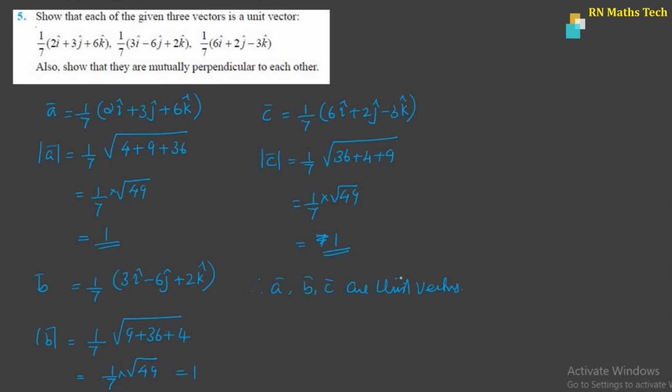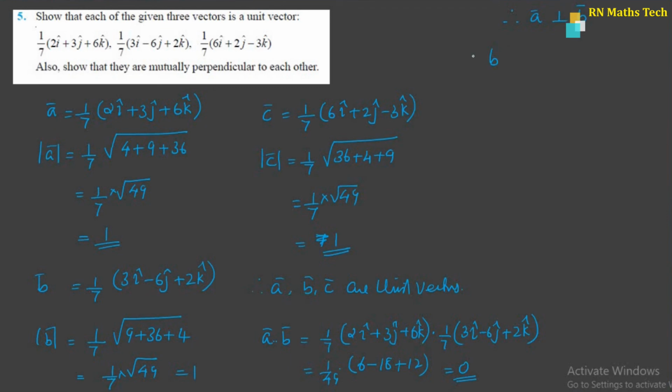Now also show that they are mutually perpendicular to each other. A bar dot b bar is equal to, a bar is 1 by 7 into 2i plus 3j plus 6k dot 1 by 7 into 3i minus 6j plus 2k. So 1 by 49 into 6 minus 18 plus 12. So that is equal to 0. Therefore, a bar perpendicular b bar.